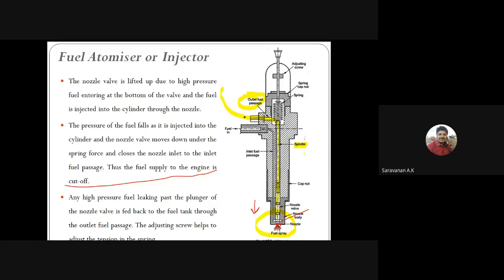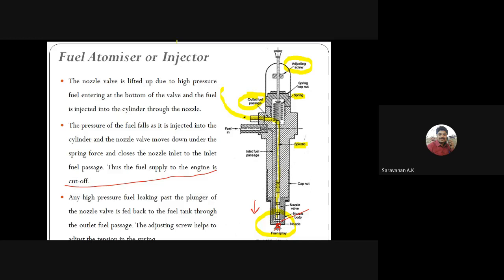The pressure will be controlled, or adjusted, by the adjusting screw, which is connected through the spring. At what pressure the valve will open, that we have to adjust by this adjusting screw. So it is a schematic diagram for the fuel atomizer or injector.